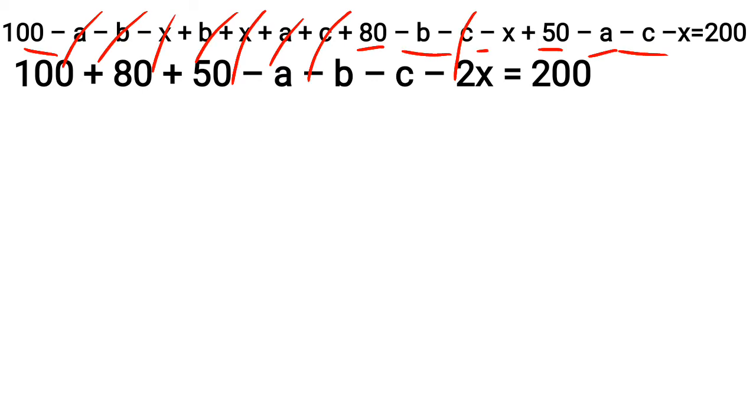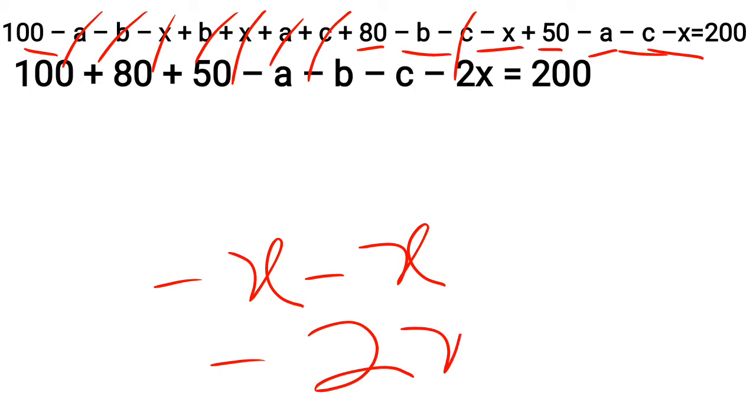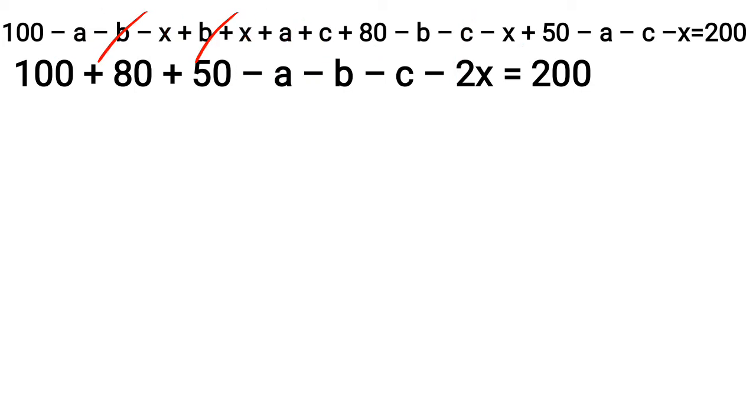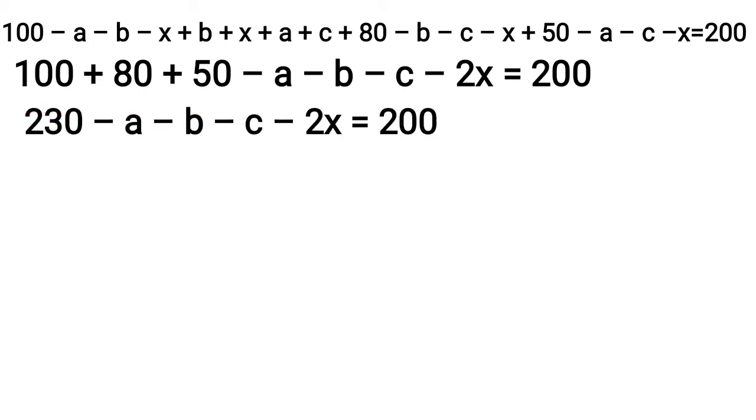I have negative X here, then I have another negative X. So negative X minus X is going to be negative 2x, which is why I have minus 2x here. That should be equated to the universal, which is 200. Now I have 100 plus 80 plus 50, which will give me 230. Then my minus A minus B minus C minus 2x, I can see them here, equals 200.